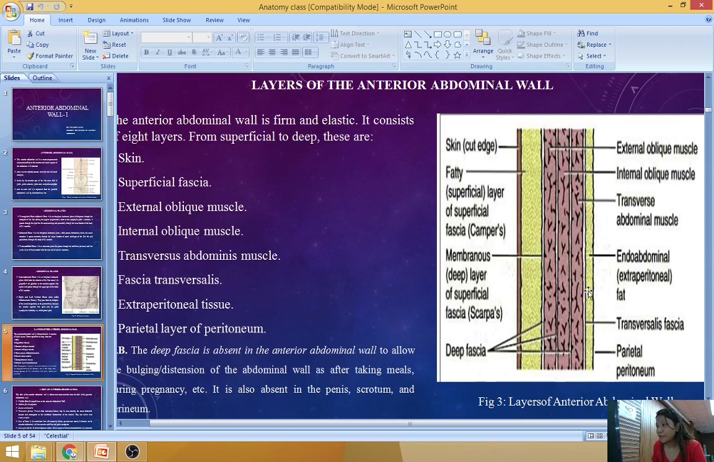Then we have the extraperitoneal fat, and at the last layer we have the parietal layer of peritoneum.